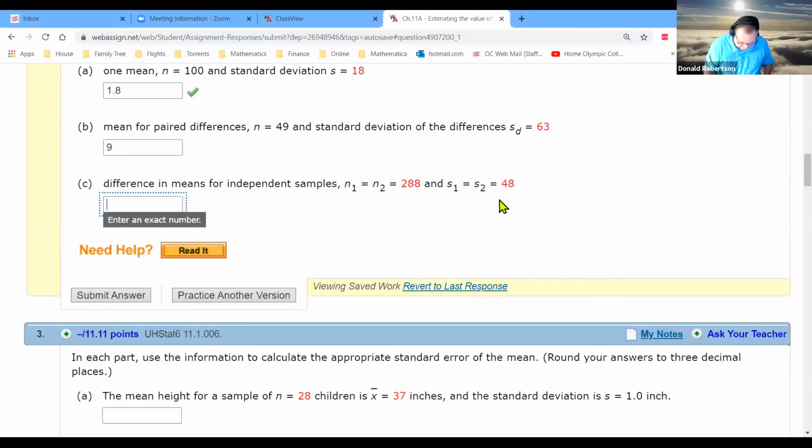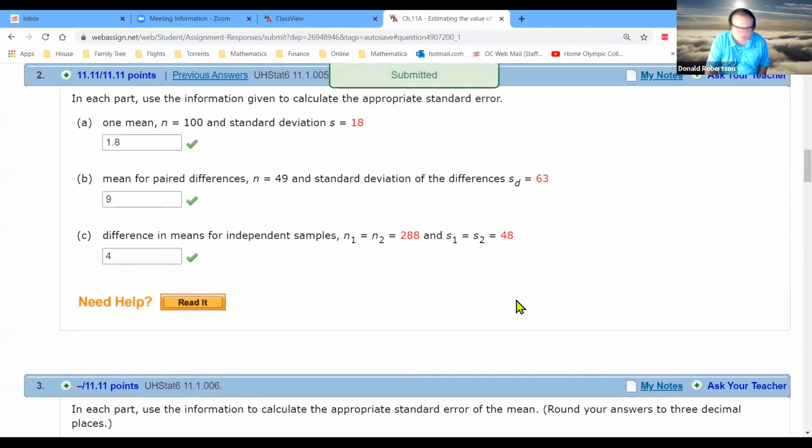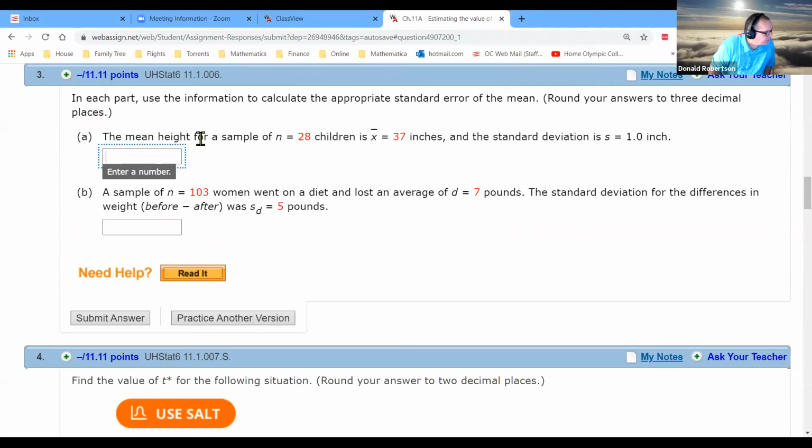Okay, so that guy was 4. And let's do a submit answer. There. Right. Now, in these questions here, they tell you the mean, they tell you the standard deviation, and they tell you the number. Right? But all you're being asked to find is the standard error. So it doesn't matter what that number is.